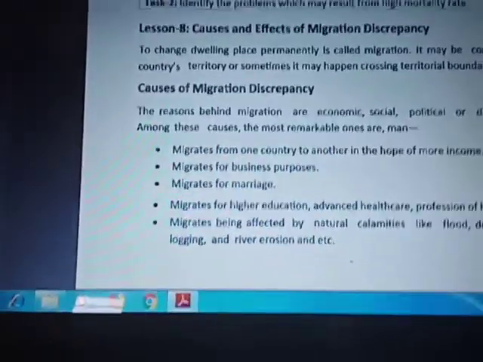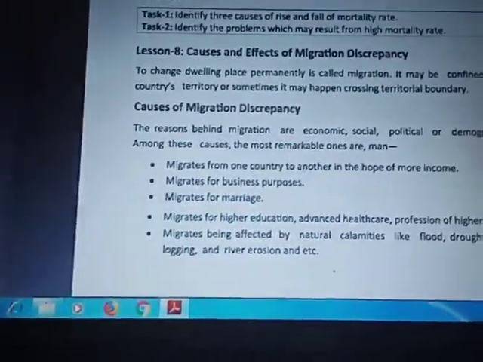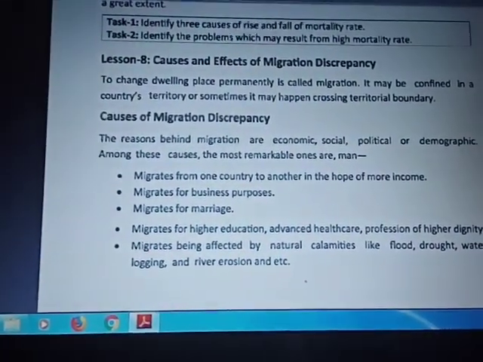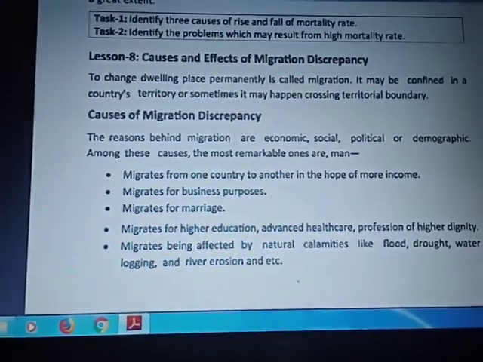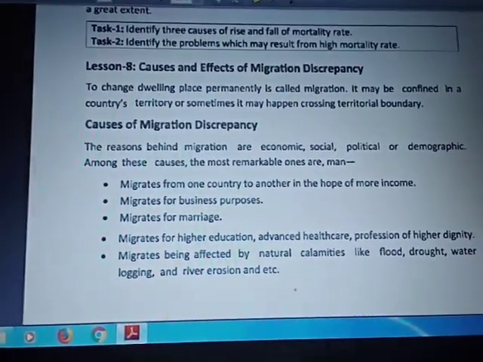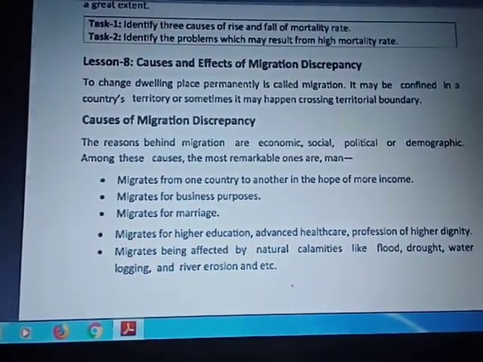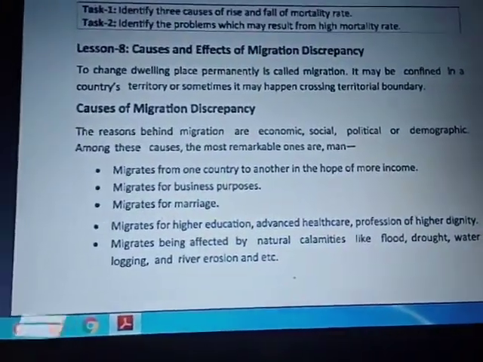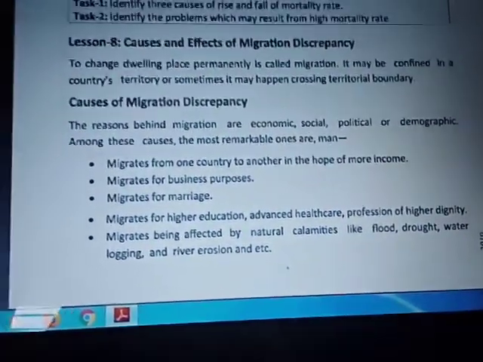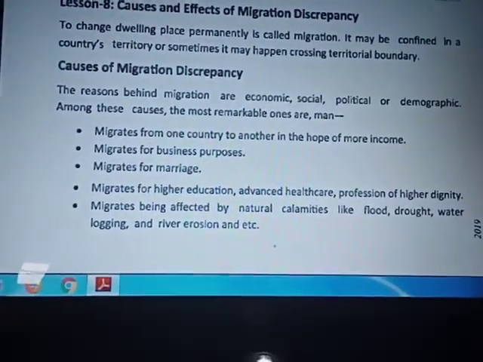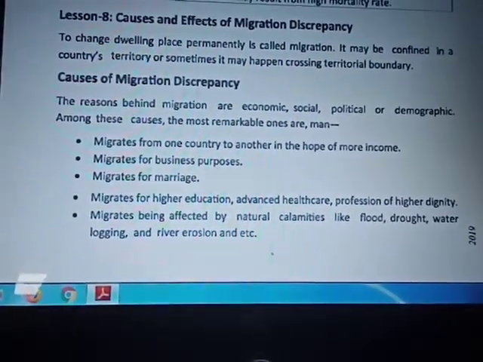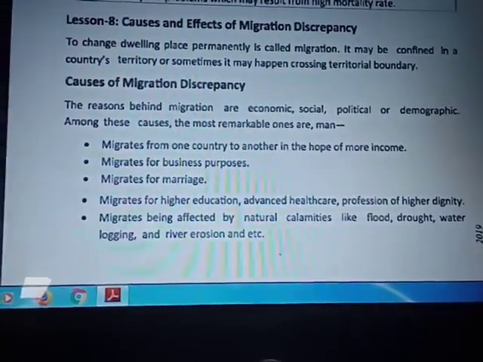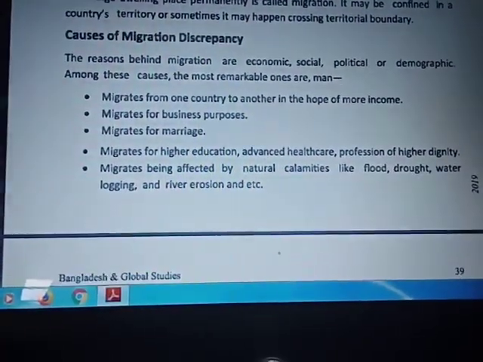Every year, as we know, river erosion occurs in our country, and the water logging problem is a burning issue in our country. Especially in Dhaka city, the water logging problem is high because we did not look after our drainage system, and we did not put emphasis on the water logging problem. For this reason, we are suffering more, and the people of Dhaka city are suffering more.